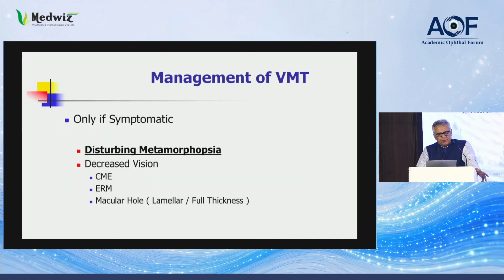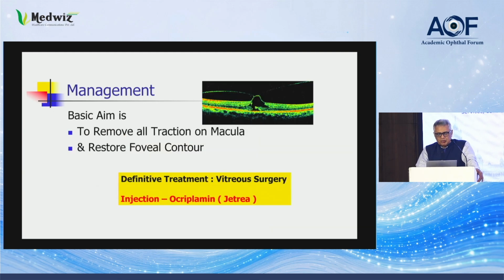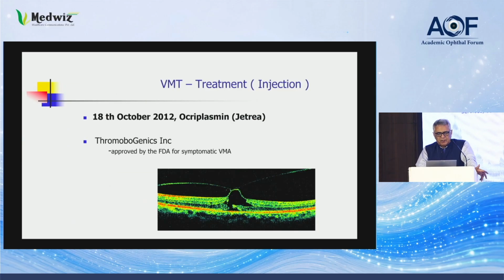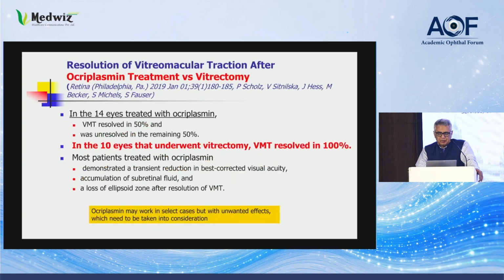So management of VMT is only if it is symptomatic, only if it is a disturbing metamorphopsia, otherwise not at all. Remember, we are not treating this anatomy, we are treating a function of the eye. So the basic aim is to remove this traction, and all of us have been doing MIVS for a long time. In came this Jetrea with the hope that it will take away the bread and butter of VR surgeons, but no. This Jetrea came with a big bang and went away with a big bang also, primarily because it's an expensive injection, 4,000 for one injection, but more important than cost is that the success rate is dismal. Success rate is around 25% or so.